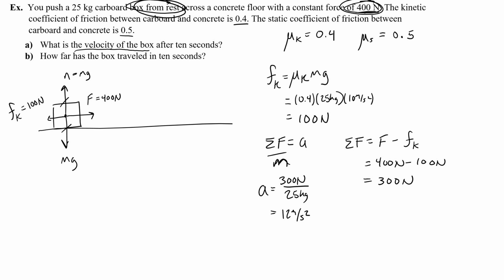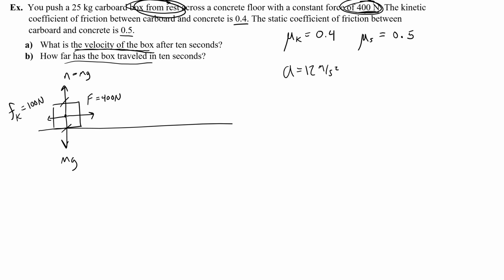Okay, great. Now that I've found the acceleration, I can start looking at my motion equations to see which one I need to use to find the velocity of the box after 10 seconds and how far the box has traveled in 10 seconds. Again, I'm going to clear up some space so it's easier to see what I'm doing and erase a few things. We need to remember that the acceleration we found is 12 meters per second squared.